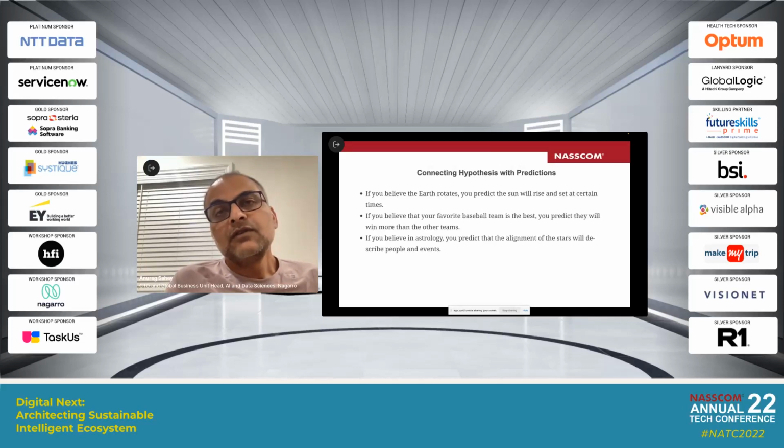Then, once you have a hypothesis, you have to connect it with predictions. So again, the explanatory view, the hypothesis, and the prediction, just like I described some slides before. So if you believe that the Earth rotates, then you can predict that the sun will rise at a certain time. Even if you did not watch or have any data, you could use this.